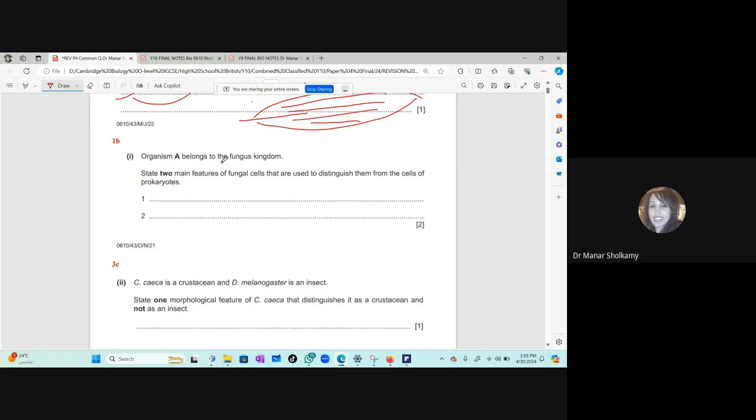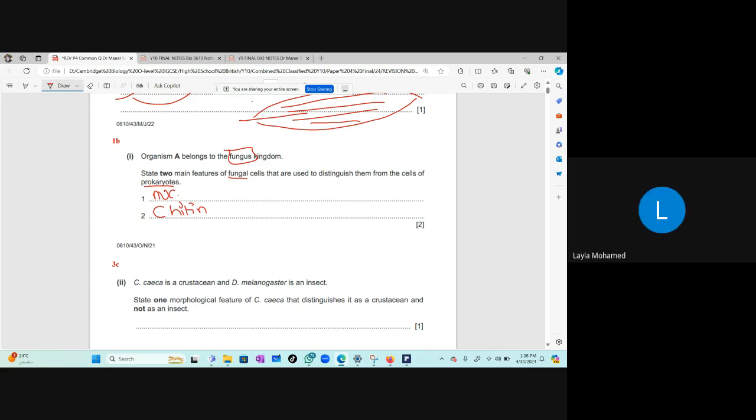Okay, yes, very good. Now, your syllabus is very fond of fungi. Fungi are a kingdom of their own. You need to know their characteristics and functions and the good uses and the bad uses. State two main features of fungal cells that are used to distinguish them from the cells of the prokaryotes. Fungi have a nucleus, they're eukaryotic. What else? A wall made of chitin. Yes, very good. The prokaryotes or bacteria, it's not made up of chitin, it's made up of peptidoglycan.